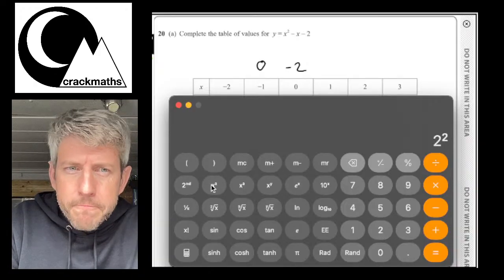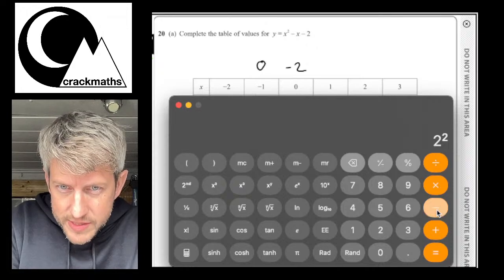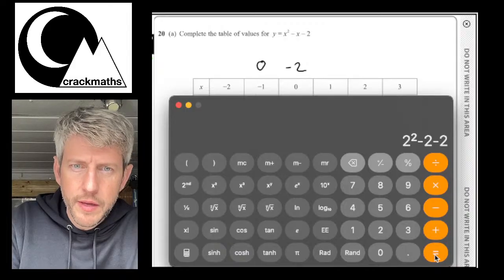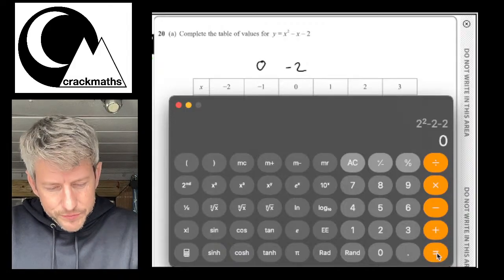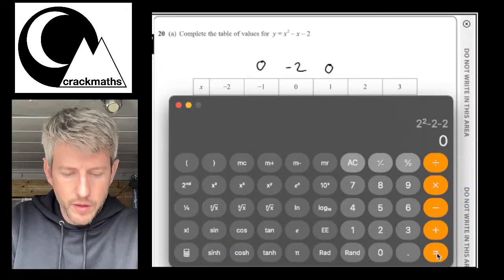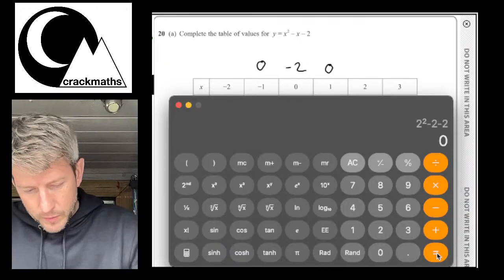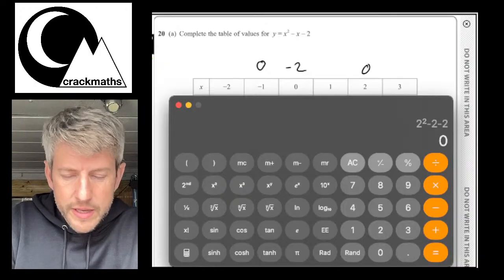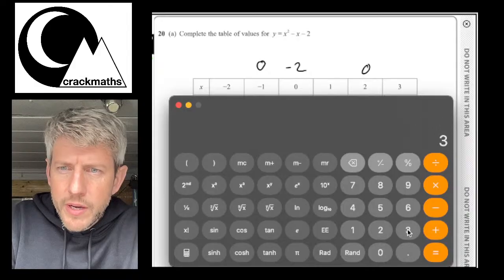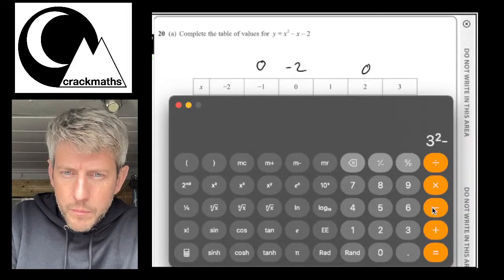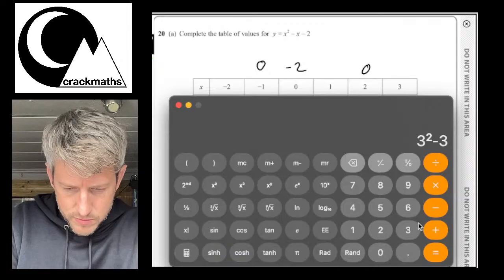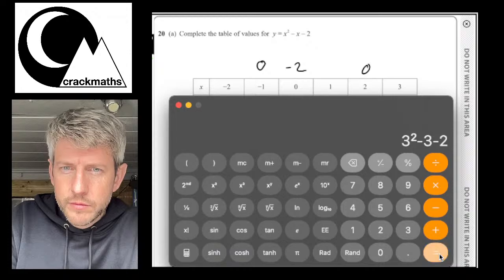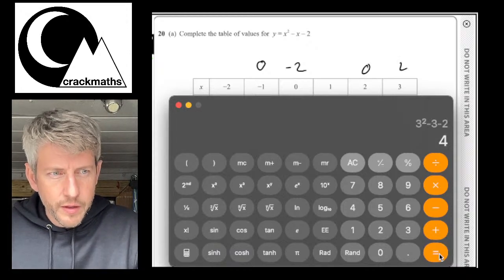So here we go. 2 squared -2 -2. And that equals 0 again. I've put that in the wrong place. One second. So that equals 0 again here. And now let's try 3. So 3 squared -3 -2. And that equals 4. Okay, and there we go.